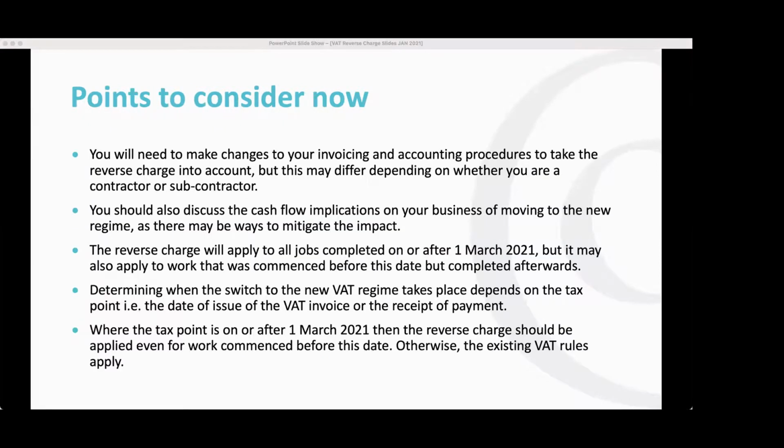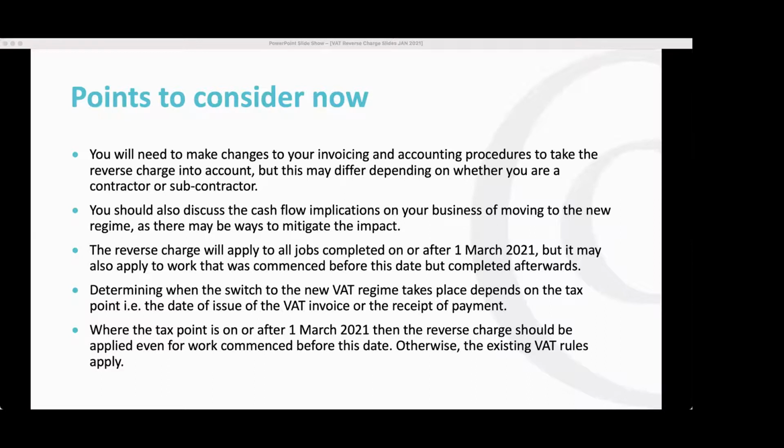You will need to make changes to your invoicing and accounting procedures to take the reverse charge into account. But this may differ depending on whether you are a contractor or a subcontractor. You should also discuss the cash flow implications on your business of moving to the new regime, as there may be ways to mitigate the impact.